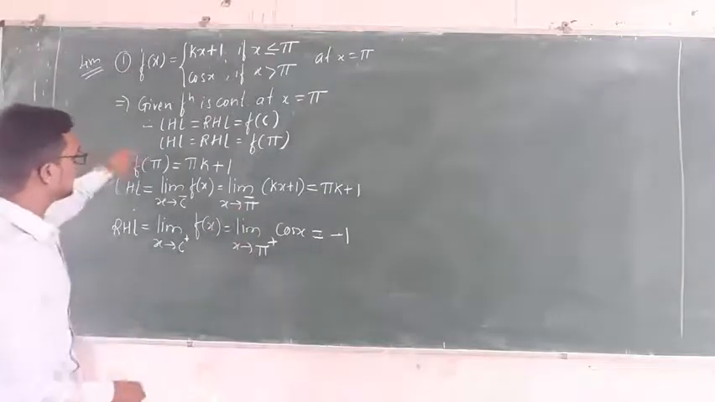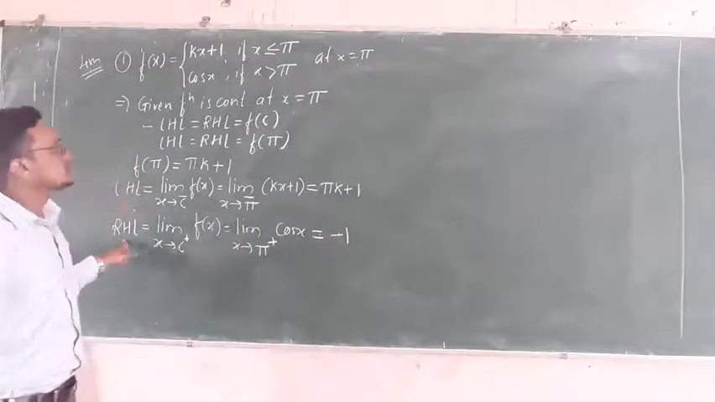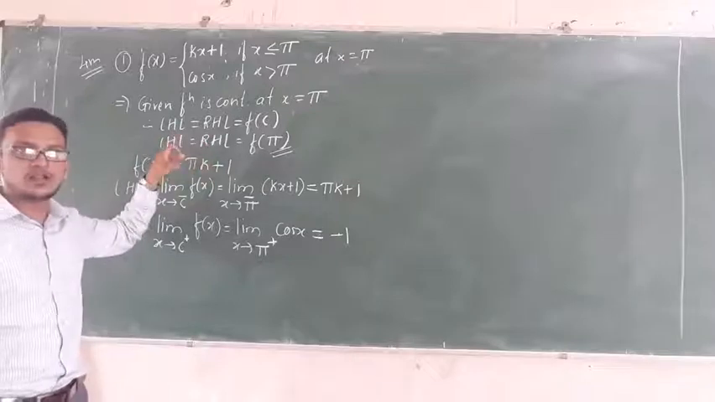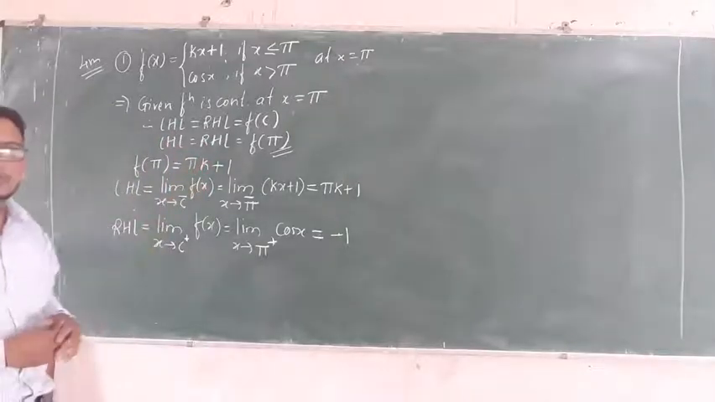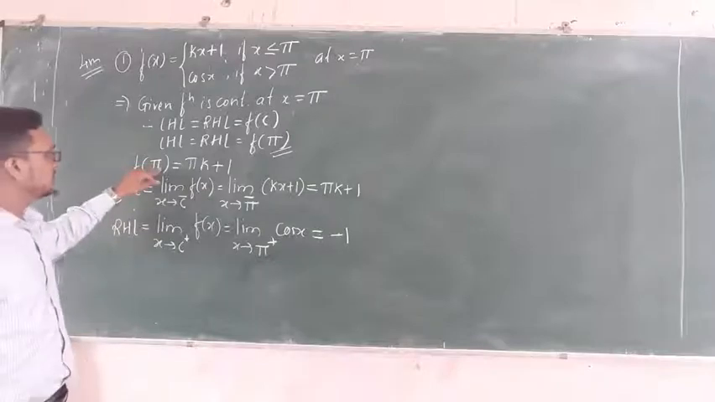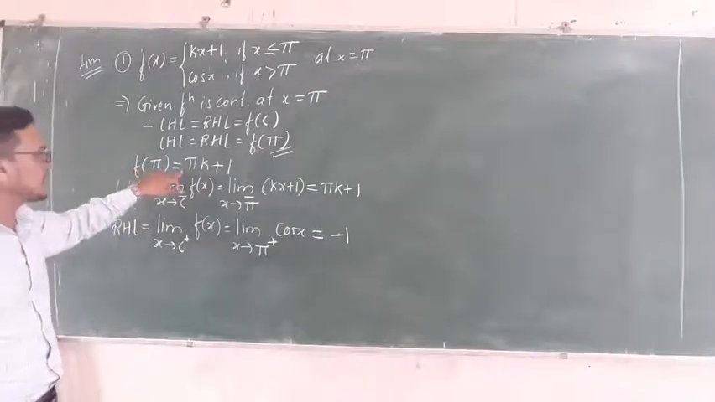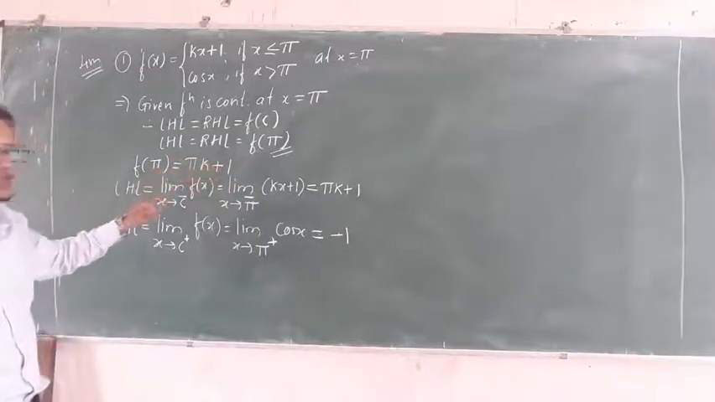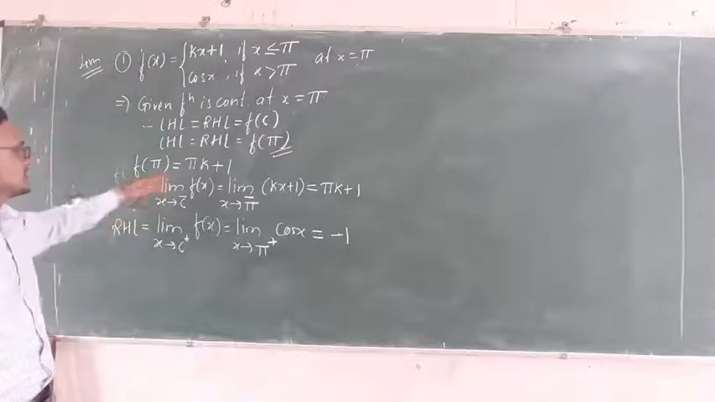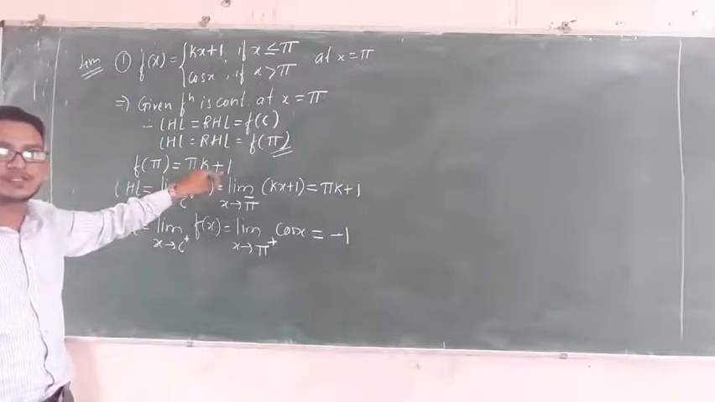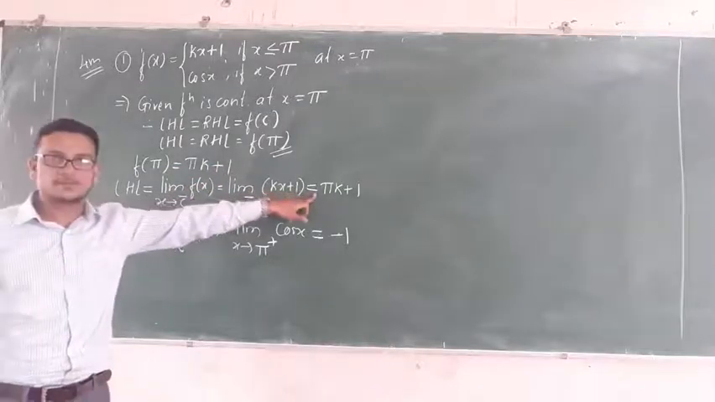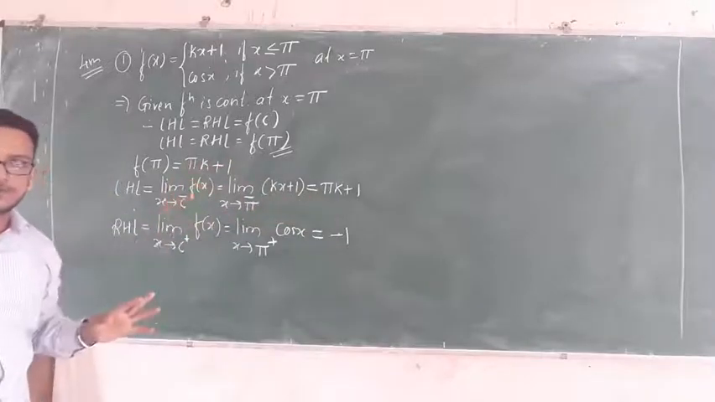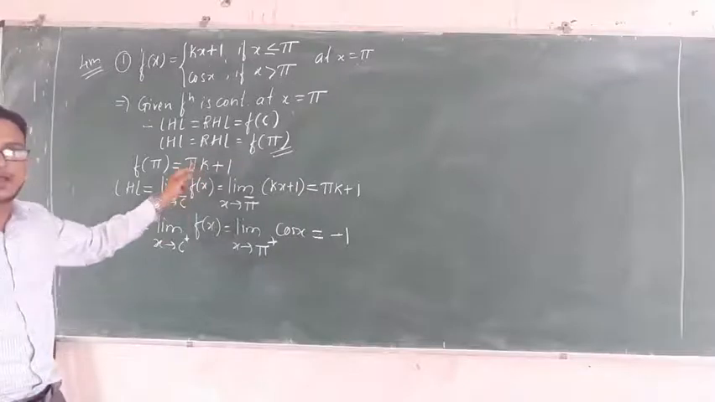Okay. Now if you observe this f of pi, LHL and RHL, for this f of pi we have to equate with one side, LHL or RHL, not both. And how to decide that? It is very simple. First we have to see what the f of pi value is. Pi k plus 1. Okay. The same value, where is it present, in LHL or RHL? It is present in LHL. If the same value is present in LHL, then that LHL you have to ignore. The value which is different from that f of pi, that you have to equate.